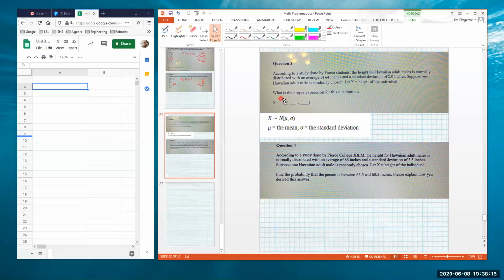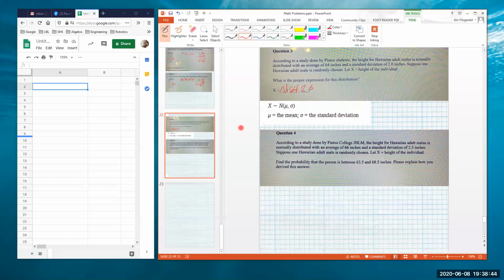So in this case, this is going to be N. Let's try that again. So N, and then the mean here is 64 inches. That's our average. And then the standard deviation is 2.0. So that's how you write those expressions out.